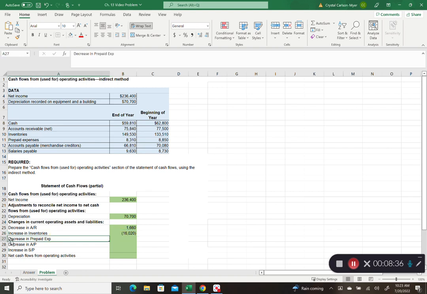All right. We also have a decrease in our prepaid expenses. So our prepaid expenses went from 8850 to 8310, which means we're paying out more money.